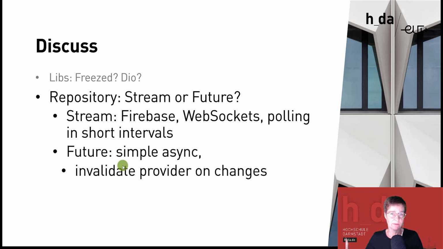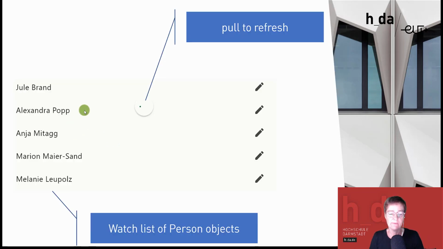For the backend we use, I think it's more appropriate to follow the future approach because we have a simple asynchronous request and we make pull on request, so it's not fetched automatically, but you need a user interaction to refresh the screen. So even if we watch this list of person objects, a refresh of the screen will be possible by calling invalidate on the according provider. But first we have to define the repository and we have to define the provider.